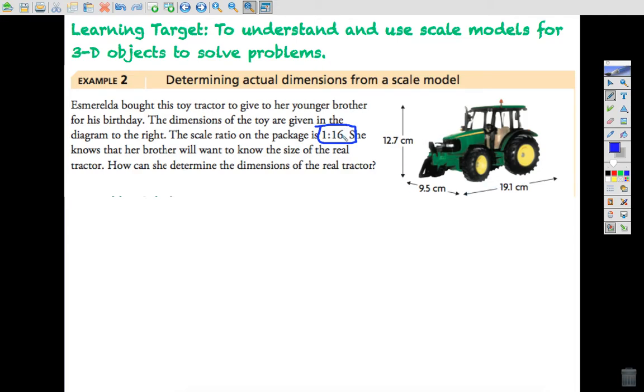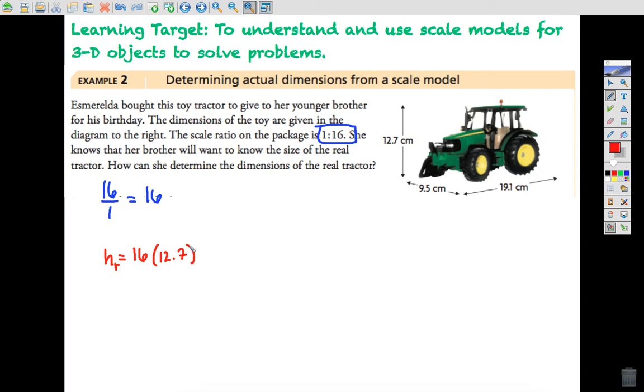So if you think about what your scale factor is going to be, it's going to be 16 to 1, or just 16. So all of these measurements are literally going to be 16 times as big as what we're seeing here. So when we're trying to find the dimensions of the real tractor, we're simply going to take the height, and maybe I'll put a little subscript r for real, it is going to be 16 times the height that we see on our scale diagram. So it's going to be 16 times 12.7.